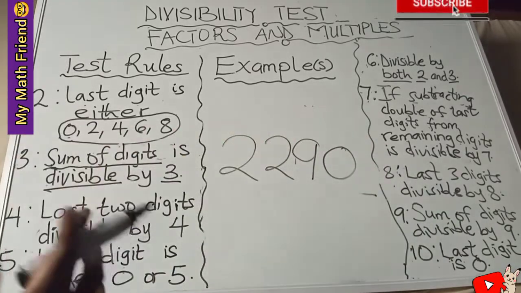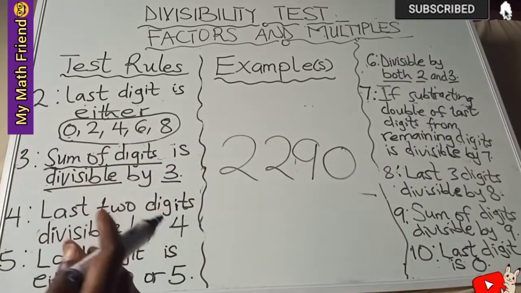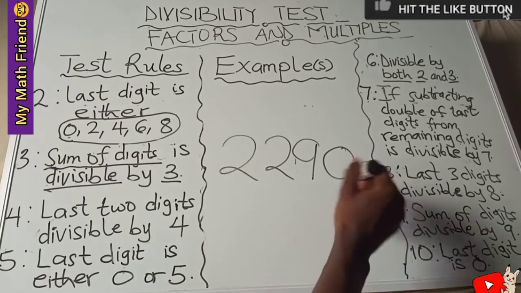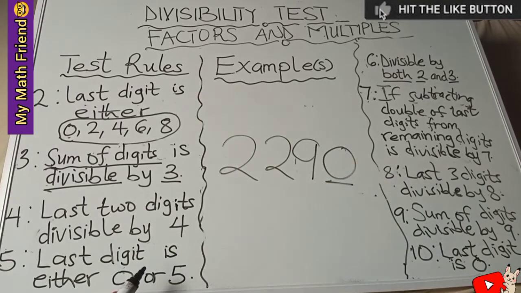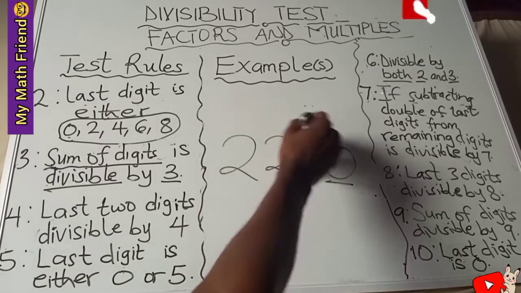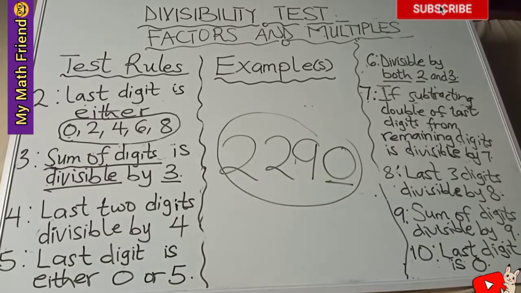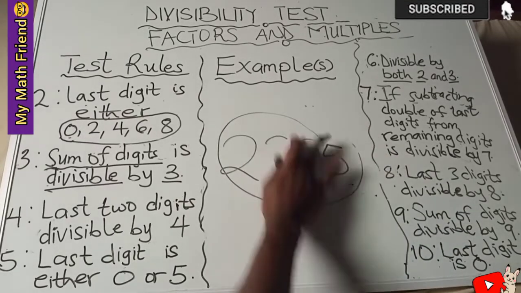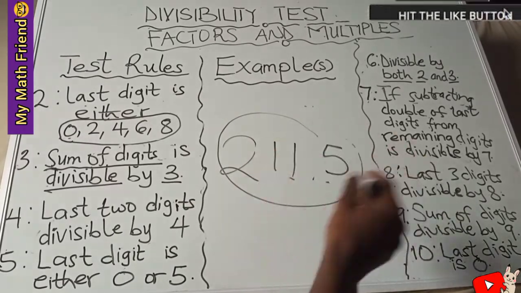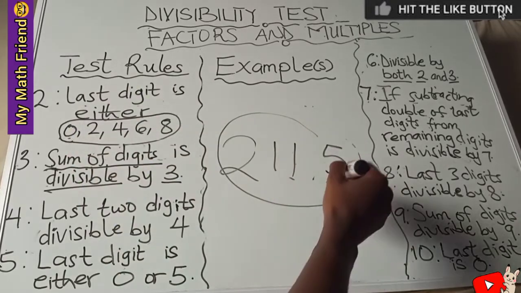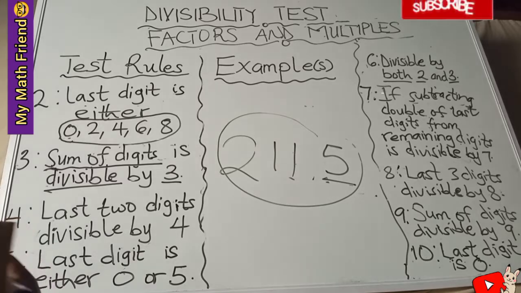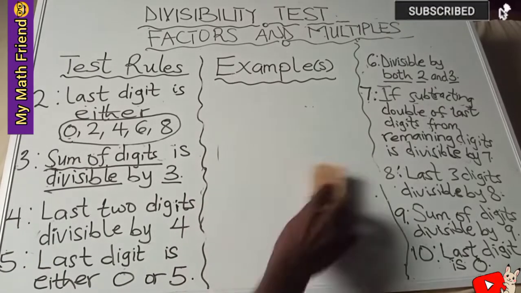It doesn't matter the number of digits in that number. Your focus is on the last digit. That is the test rule for 5. Last digit is 0. Is 0 here? Yes. So this number is divisible by 5. Let's say the last digit is 5. You can even have any digits, and if the last digit is 0 or 5, it's divisible by 5. Great.